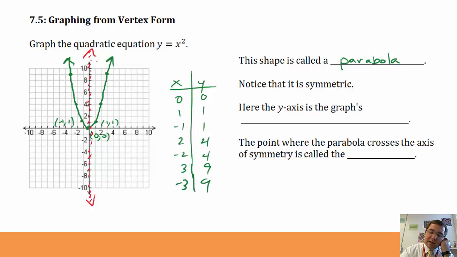So here the y-axis is the graph's axis of symmetry. That's the line of symmetry. We call it the axis of symmetry. The point where the parabola crosses the axis of symmetry, which is that point at the origin in this case, is called the graph's vertex. It's the vertex of the parabola. All parabolas have one vertex. In this case, that happens to be the origin, 0, 0. That's the point where the parabola crosses the axis of symmetry.